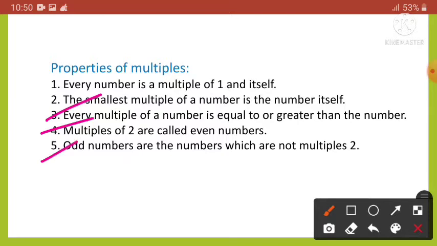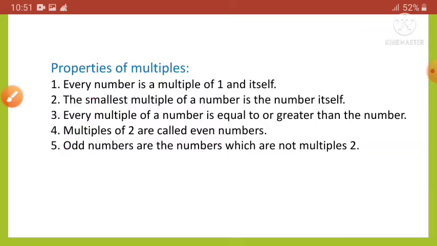Next, odd numbers are the numbers which are not multiples of 2. That means all the odd numbers are not divisible by 2. That's why numbers divisible by 2 are known as even numbers, and numbers not divisible by 2 are known as odd numbers. So all these are the properties of multiples.